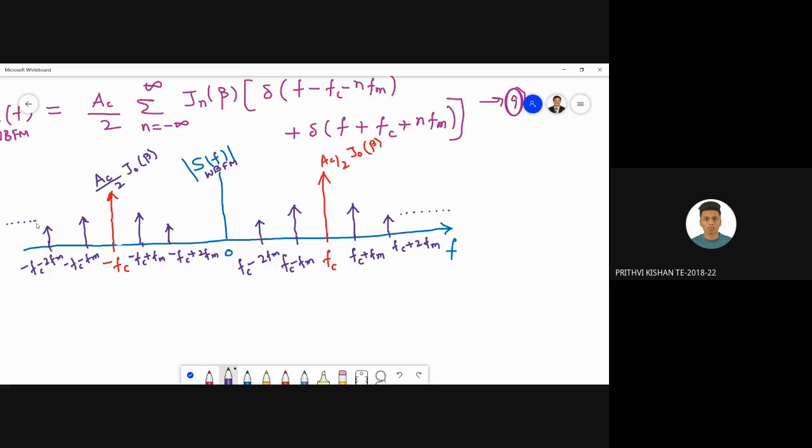Sir, you gave an approximation, no? So Jn of beta, by approximation, will be 0 when n is greater than 2, so only these 2 will be there. Yes, approximation, right? I will come to that approximation. That is Jn of beta.